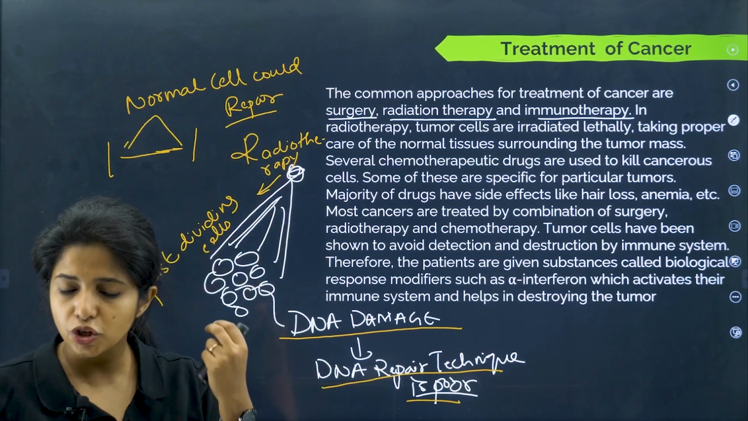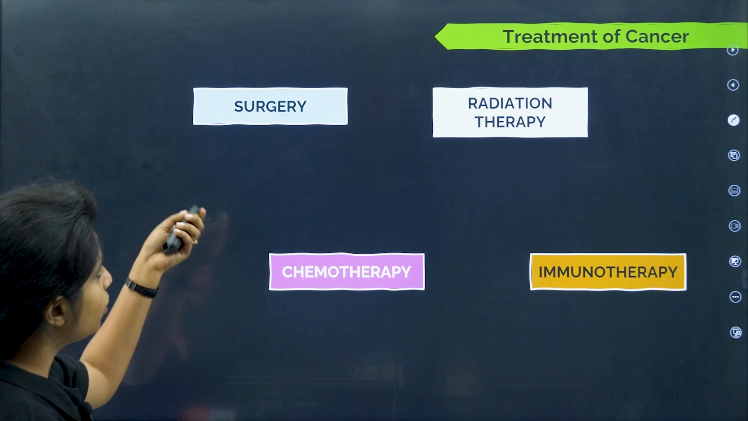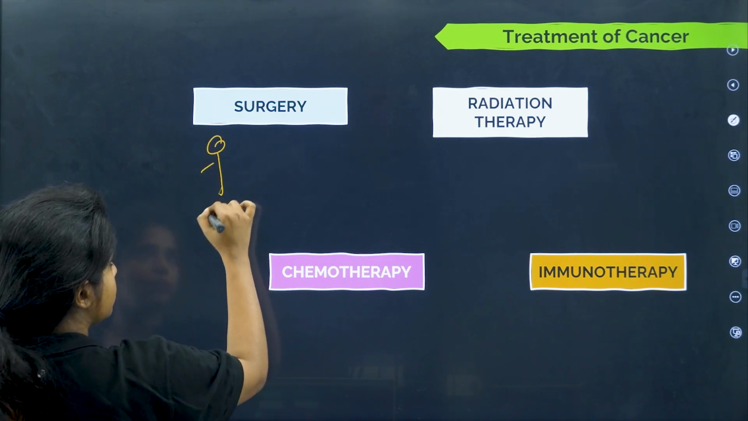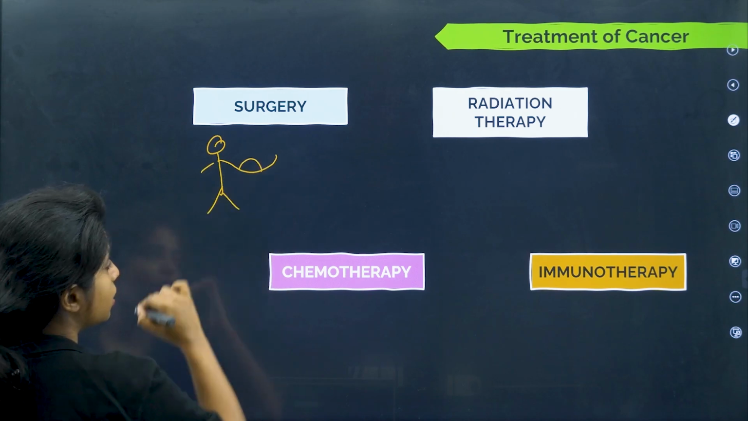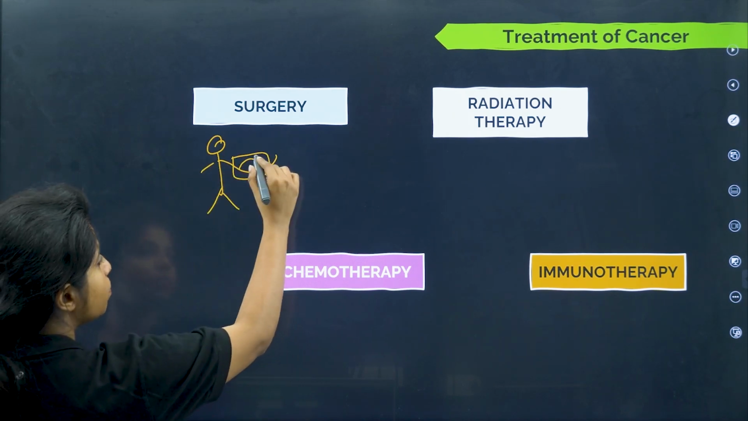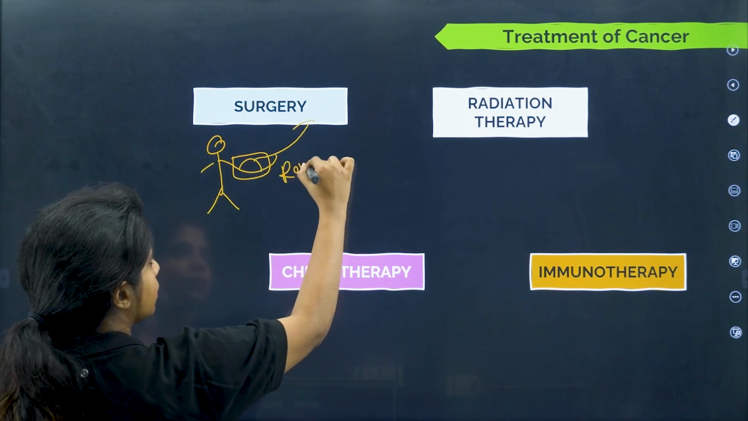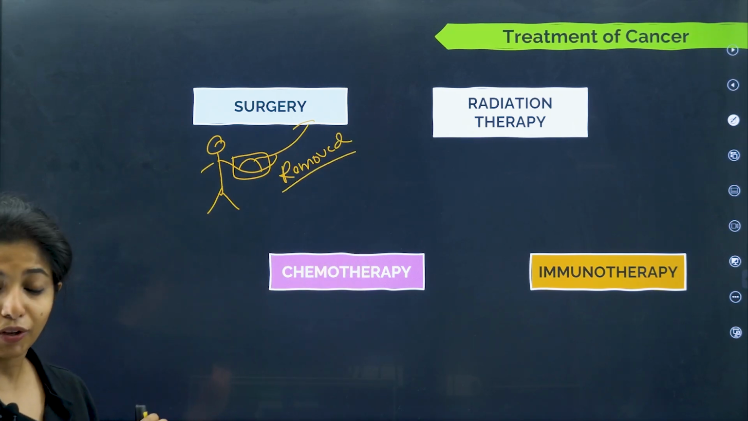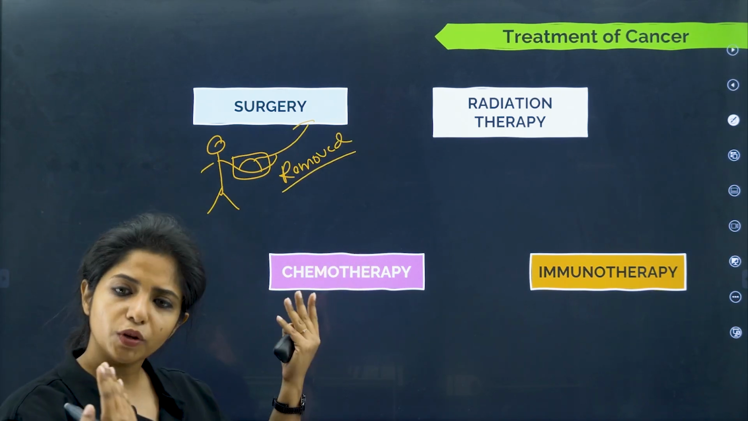Now if you talk about surgery, what happens in surgery, you already know about that. Basically, as I said, if this particular person is having cancer and there is a lump being formed, this lump is being removed with the help of surgery. So that is what you mean by surgery.